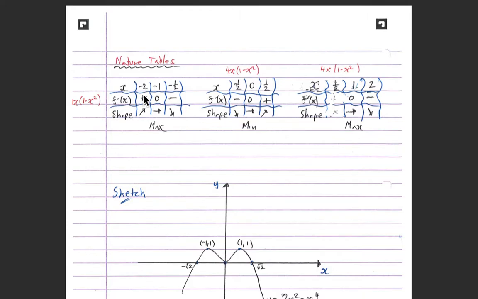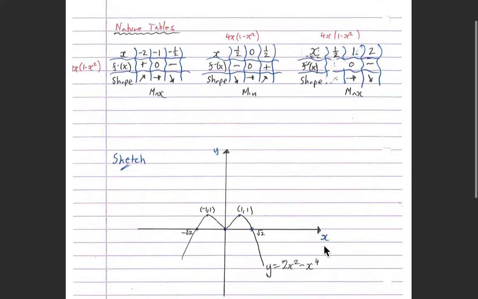So I'm going through all those steps that I normally do to find the sign of f dashed x at these values. Here it's positive, here it was negative, just by putting it into this factorised version. So we find a maximum, a minimum, and another maximum.